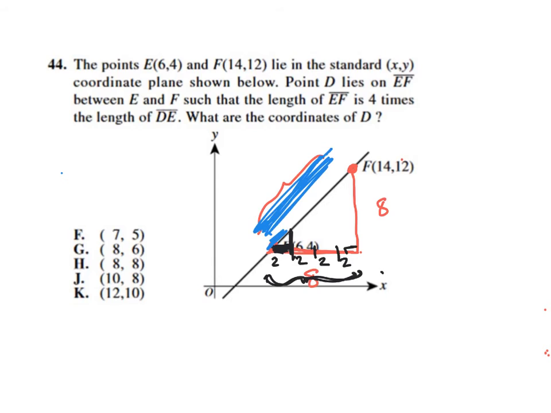So I started with, this point was 6, 4. So I went over 2 from that and up 2 from that. So let's see, I started at 6, 4, which was right here. And then I went 2 to the right and then 2 up. So that would give me the point 8, 6 would be right here. And let's see, that is one of our choices. That's the second one there. That is G, 8, 6.